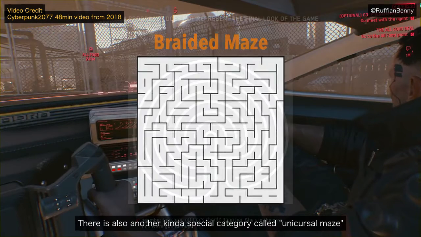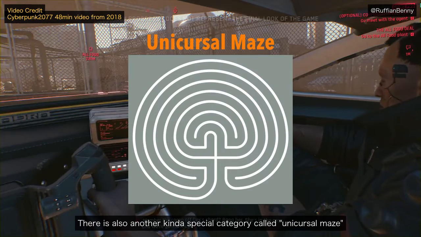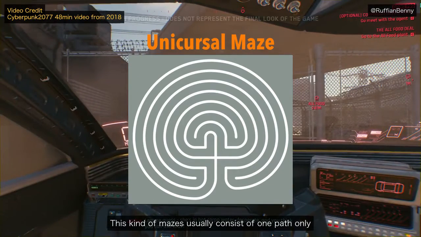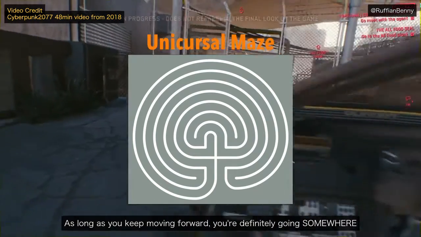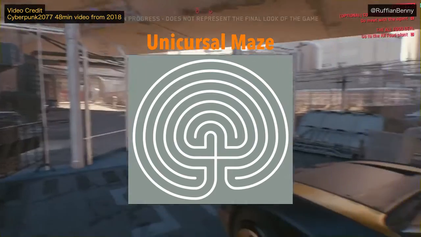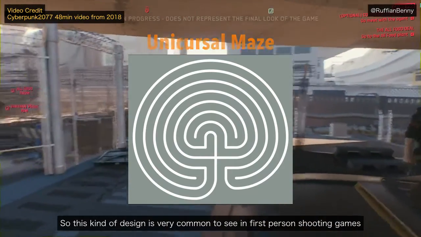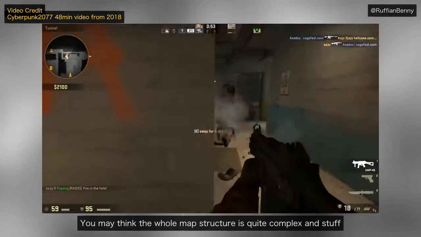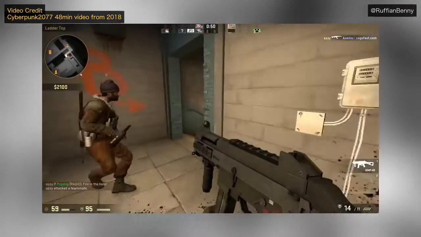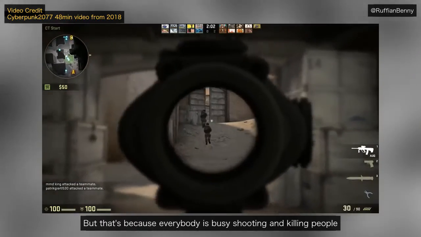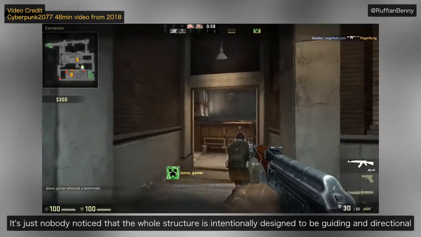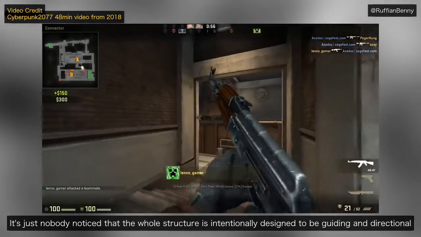There's also another special category called a recursive maze or labyrinth. Like its literal meaning, this kind of maze usually consists of one path only. As long as you keep moving, you are definitely going somewhere. This kind of design is very common in first-person shooting games. When you are in the game, you may think, oh, this whole map structure is quite complex. But that's because everybody is busy shooting and killing people, so nobody notices that the whole structure is intentionally designed to be guiding and directional.